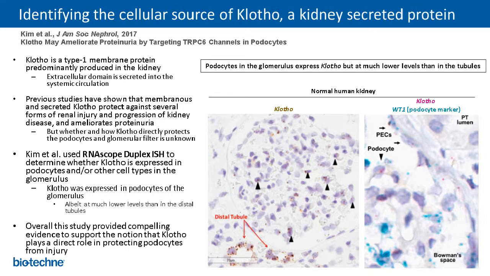These authors used the RNAscope duplex assay to determine whether clotho is expressed in podocytes or other cell types in the glomerulus. They found clotho to be expressed in podocytes of the glomerulus, albeit at much lower levels than in the distal tubules. And that's what's shown here in the images on the right. Overall, this study provided compelling evidence to support the notion that clotho plays a direct role in protecting podocytes from injury.